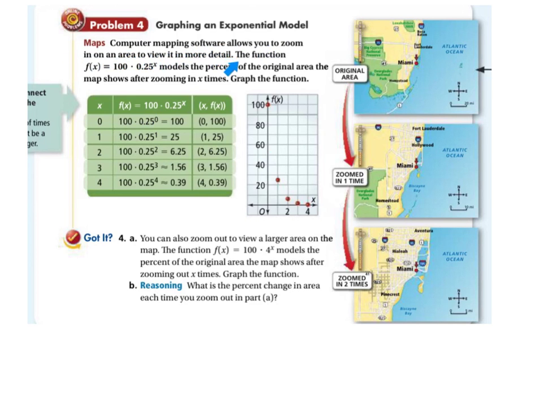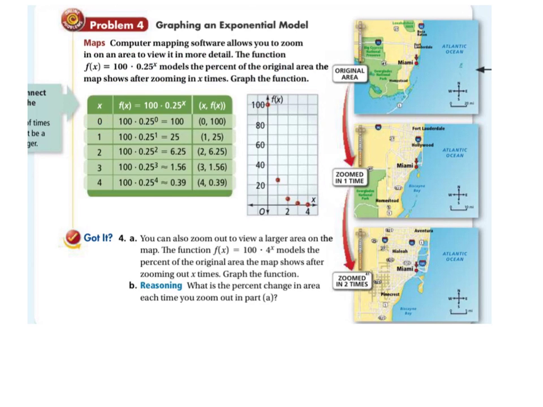more detail. The function, again, f of x, or y, equals 100 times 0.25 to the x, models the percent of the original area the map shows after zooming in x times. So again, I assume these would be static zooms. And this one, the idea is that this graph is not going to be connected dots because you don't zoom in 1.5 times. It can be 1 click, 2 clicks, 3 clicks, so on and so forth as it zooms in on you. And notice here, we certainly aren't going to plug in negatives. You don't do negative zooming.